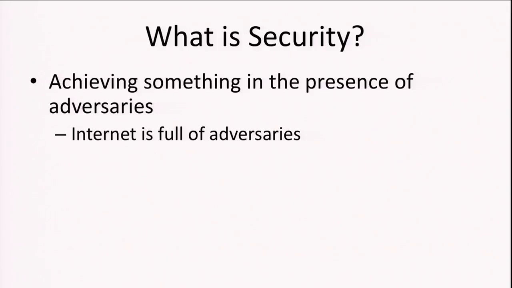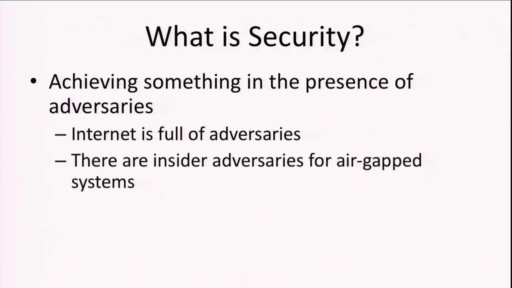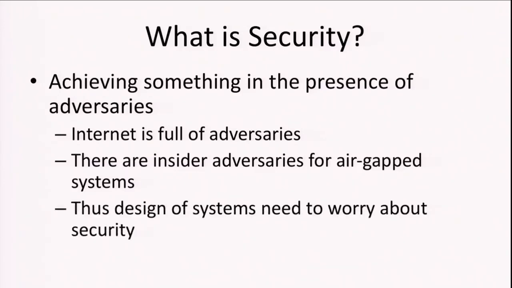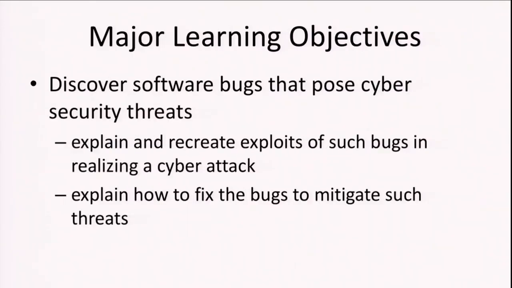And we talked about what is security. It's designing systems in the presence of adversaries. With that in mind, let's talk about major learning objectives. The major learning objectives are basically the things that you are supposed to know or learn at the end of any course. This is the stuff that you are supposed to learn and know at the end of the course.